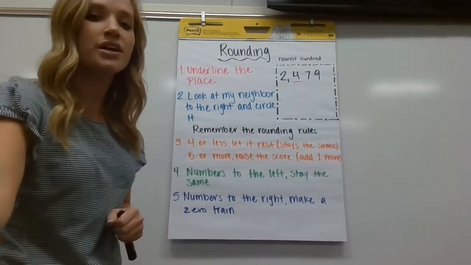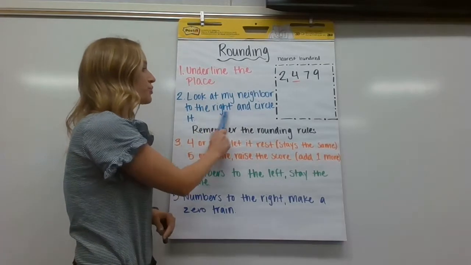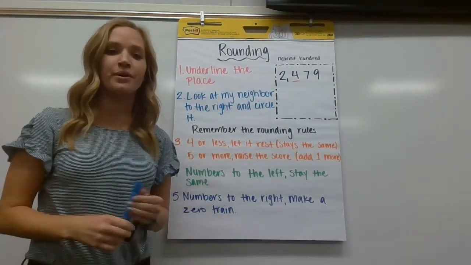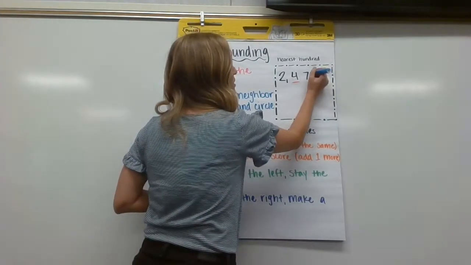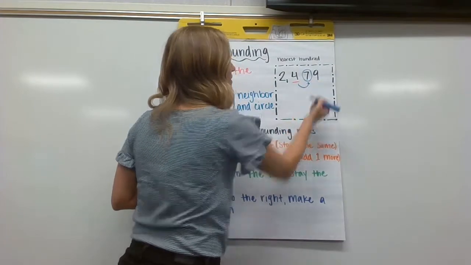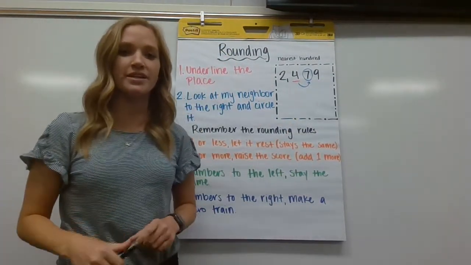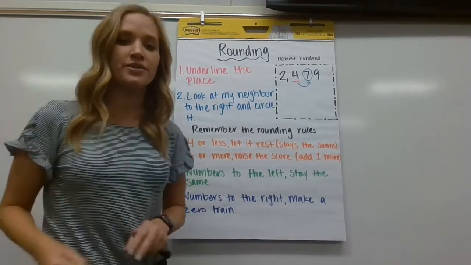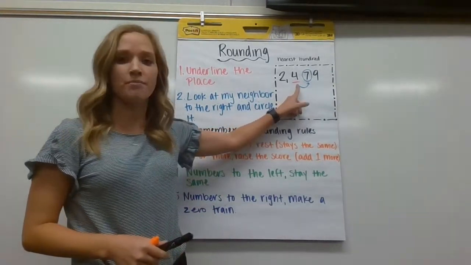Once you have the hundreds place value underlined, the next thing is you're going to look at the neighbor to the right. So any place value you're rounding to, you're going to be looking at the right, and then you're going to circle that place value. The place value to the right is my tens place. Once I circle the tens place, then I need to look at my different rules for how I'm going to change my hundreds place number.